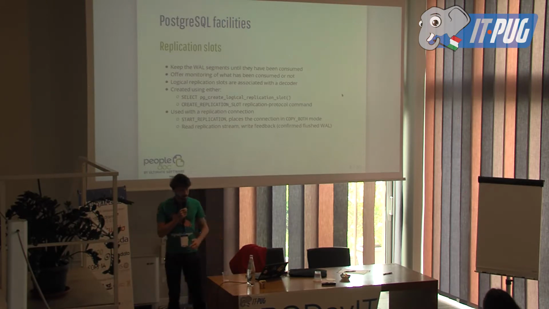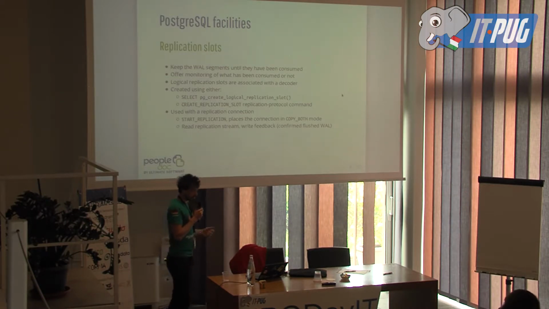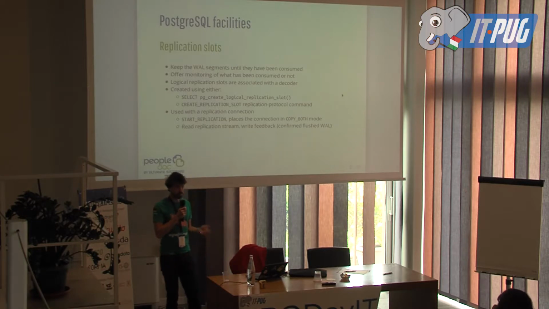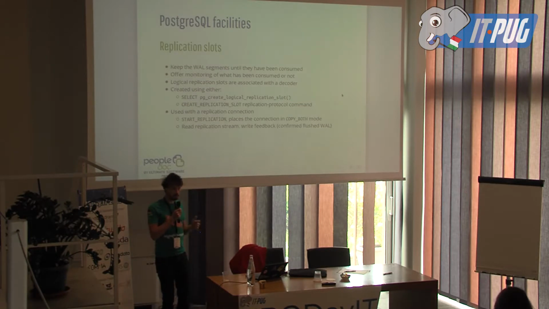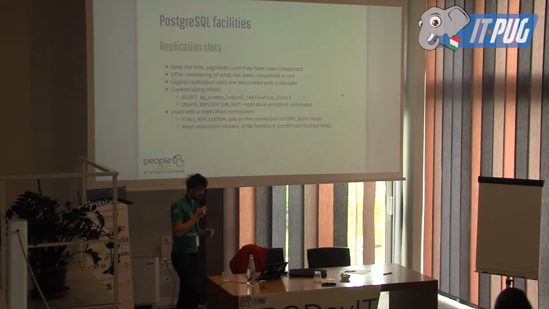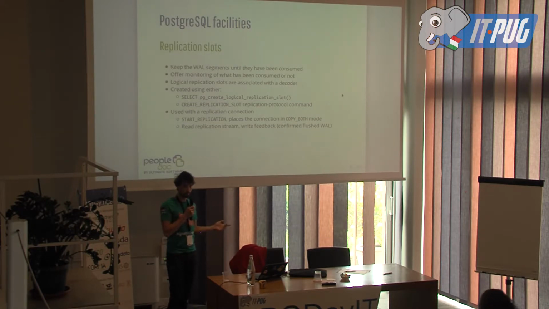Once your slot has been created, you can use a replication connection to consume the changes. In that case, you issue the START_REPLICATION command on the replication protocol, which will place the connection in the copy both mode. Copy both allows you to perform copy from and to the PostgreSQL connection. So if you're reading copy data in, you're getting the replication stream, and you can write feedback to this replication connection. This feedback allows you to inform the PostgreSQL servers that you have actually consumed the WAL and that it's safe to discard previous WALs. That's how it works to have the replication slot advance.